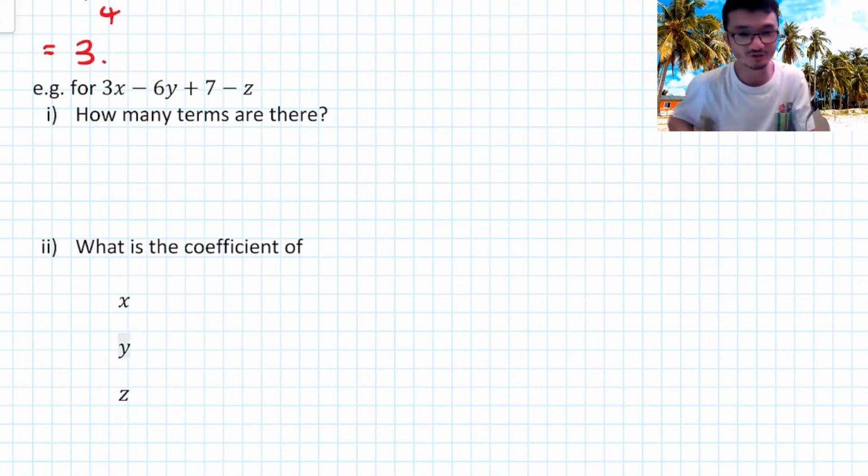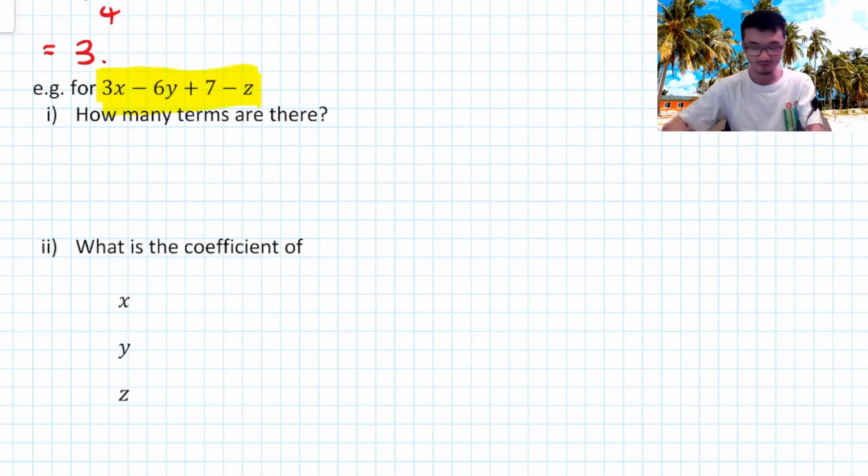All right, in this next question, we have an expression here, 3x minus 6y plus 7 minus z. And we asked the following about it. The first one is how many terms are there? Now remember, terms are separated by addition and subtraction. So if you have a look at the ones that are separated by that, you can see that there's just 4 of them. There's 4 different terms that are there.